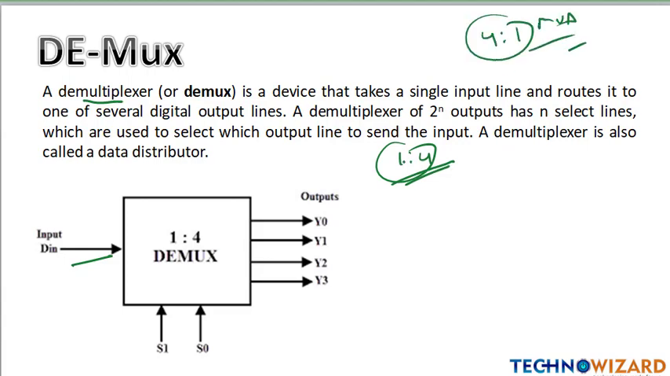Okay, these are the select lines. S1 and S0 are the select lines here. Okay, and these are the outputs Y0, Y1, Y2 and Y3. Okay, this is called a DMUX. DMUX is also known as data distributor. They are distributing the data to various devices.